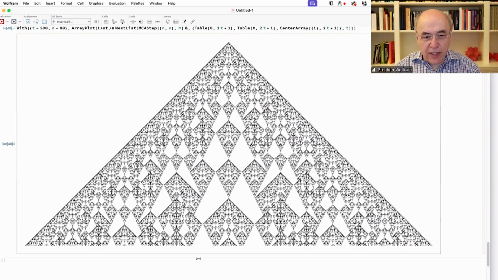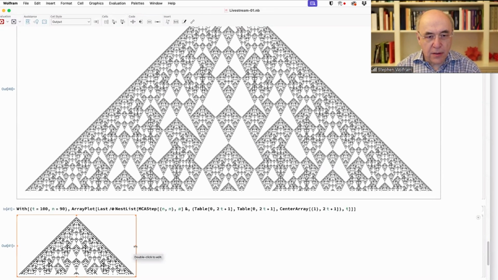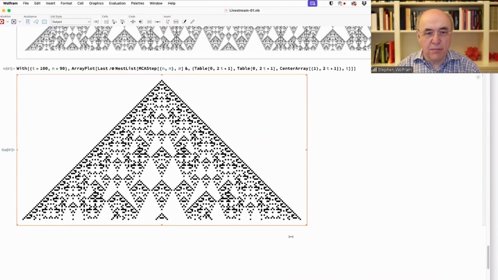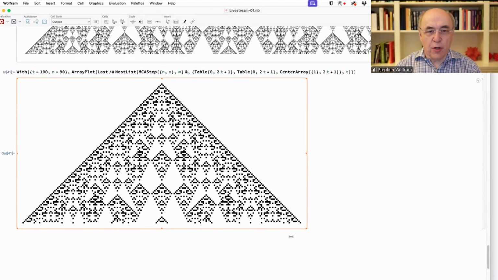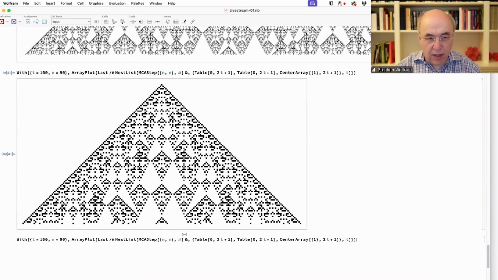Let's see. Maybe we can try running this a bit longer and see what happens, well, let's run it a bit shorter just to see what that looks like. Let's just run it 100 steps. And that's what it's doing. Okay, so it's a bit sort of dotty, so to speak. I'm going to try living a bit dangerously and run it for 1,000 steps just to see what that looks like.